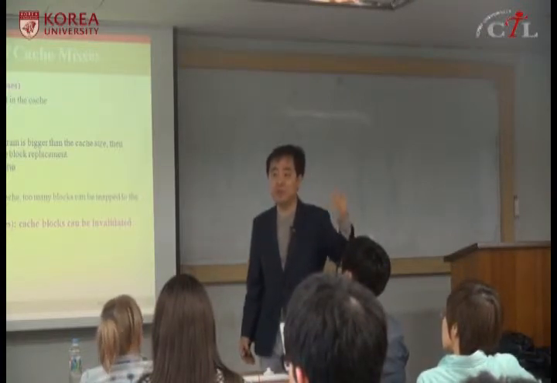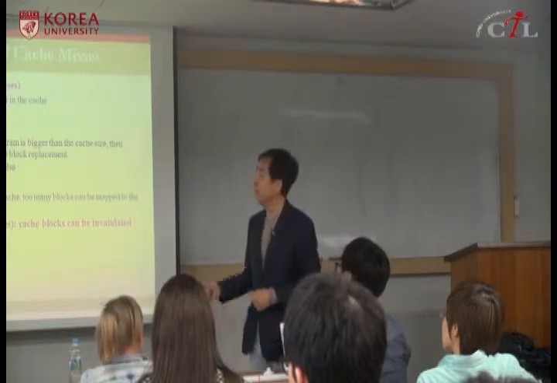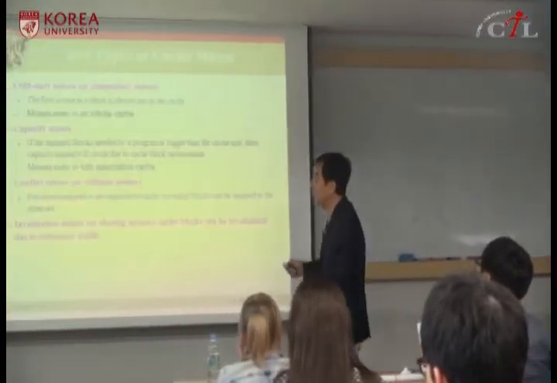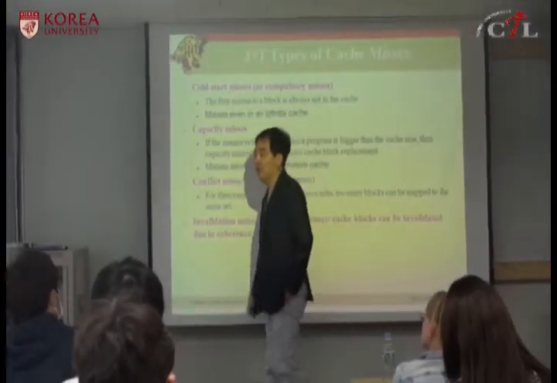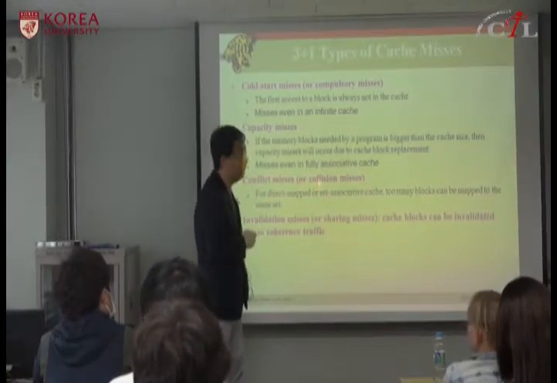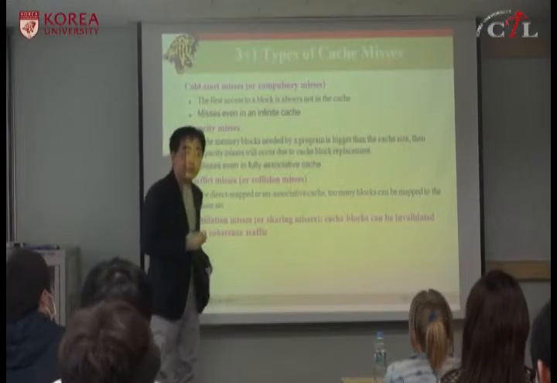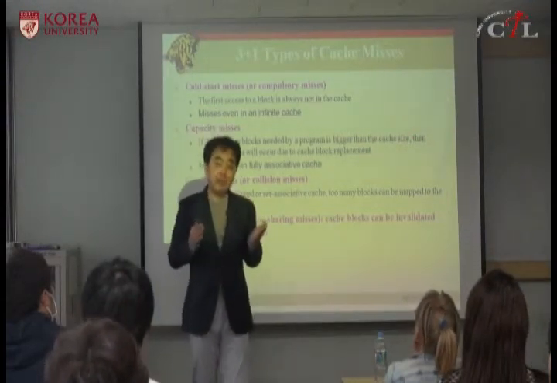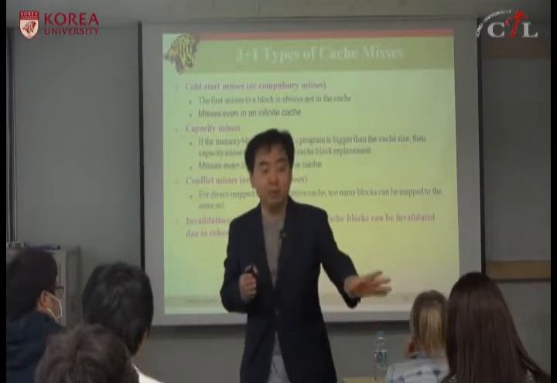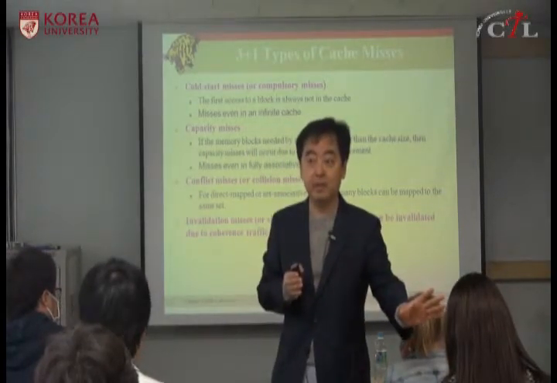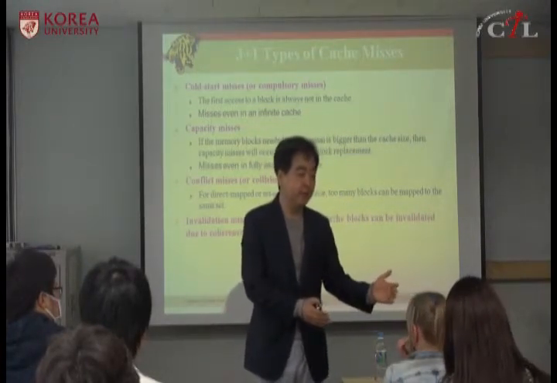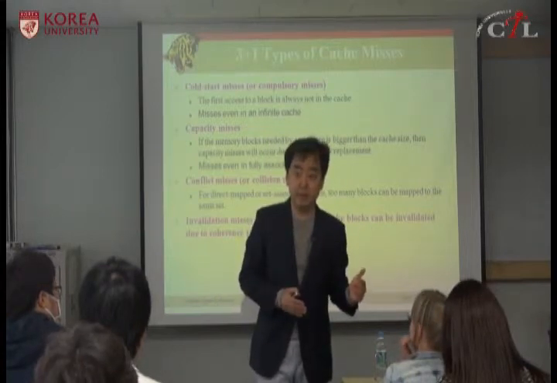But since you have 2048, it should be evicted. That's called capacity miss. The third type of miss is called collision miss or conflict miss. This occurs only for direct mapped or set associative cache, because you are limiting placement into only one location in direct mapped cache, or only 2 or 4 locations in set associative cache. So even though other locations are empty, in direct mapped cache there is only one location you can be placed in.